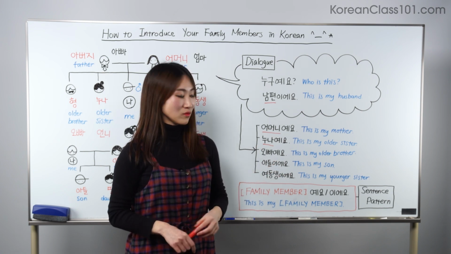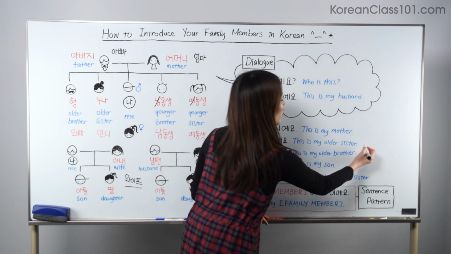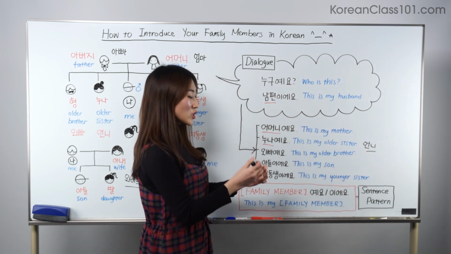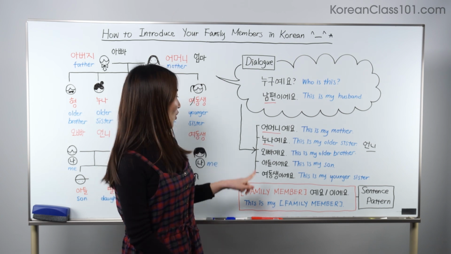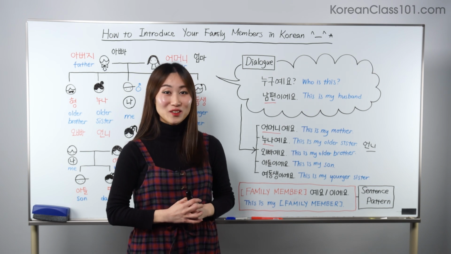If you're female, you will use this word instead. 언니. It also means older sister, but it's only used by female. 언니예요. 언니 ended with a vowel sound.